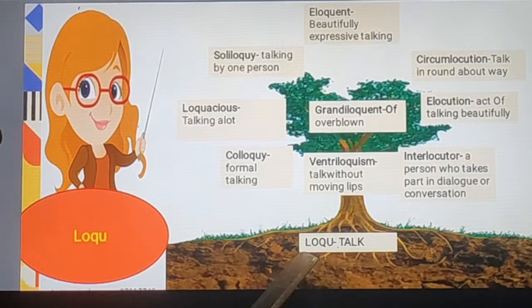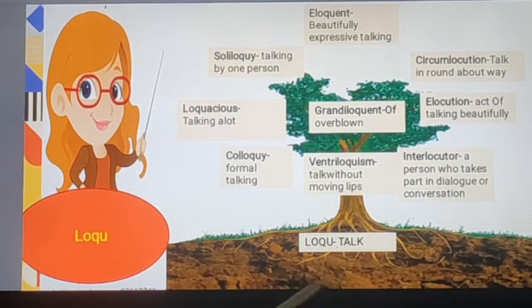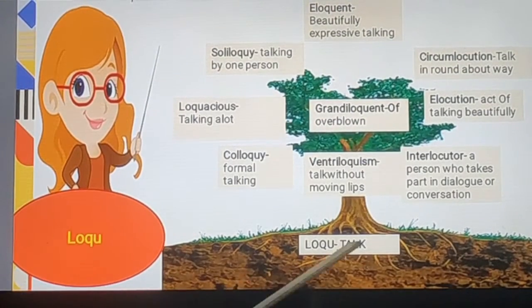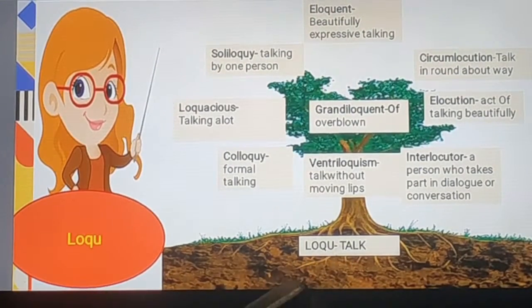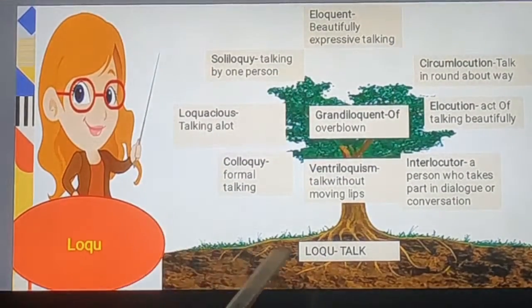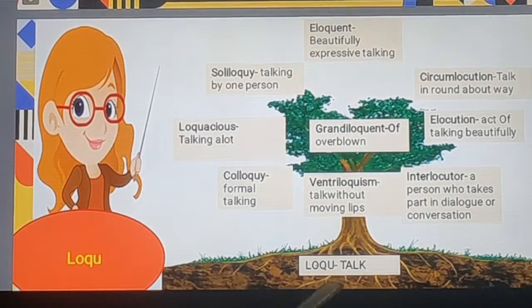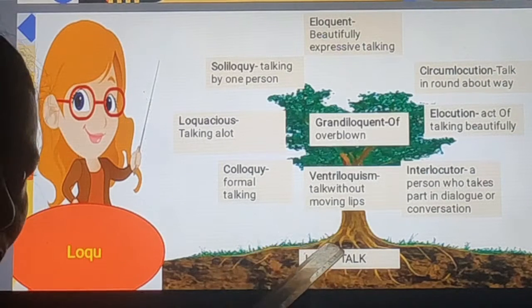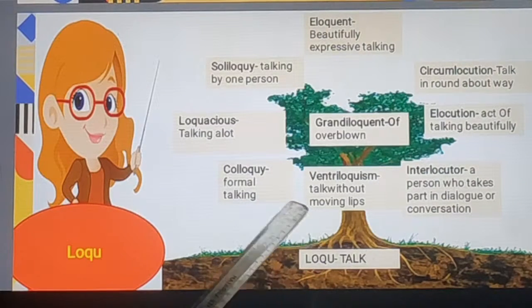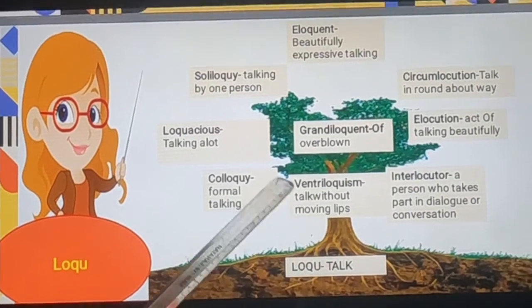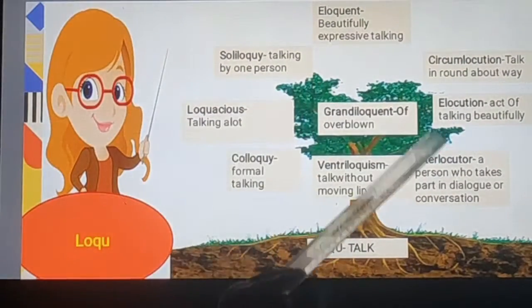Next one, look at that. Second one, loqu. What is that? Loqu means talk. Talk means loqu. Do you understand? Now look at this. These are also related words of loqu. This is called the root word, and we also call it the base word. This loqu has related vocabulary.